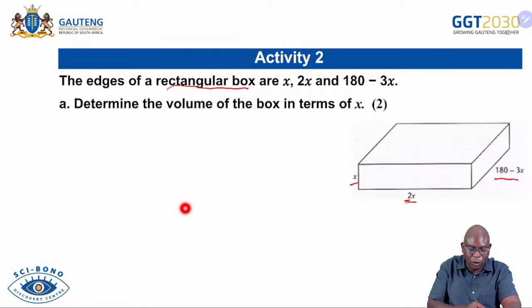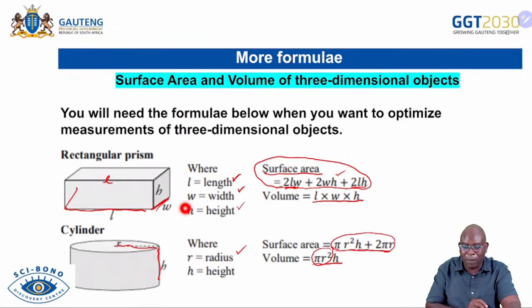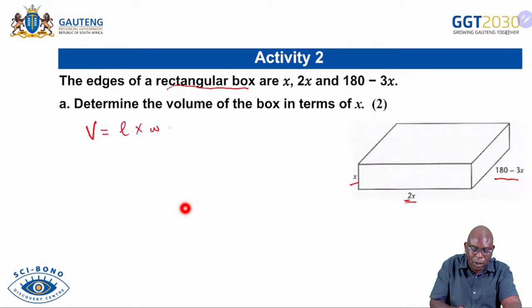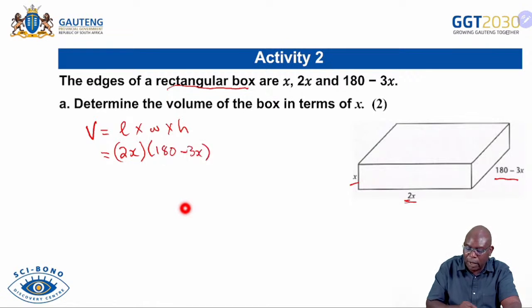So now, if you quickly go back there, what is the volume of a rectangular box? A rectangular prism will be length times width times height. So we go there and check our length times width times height. The volume is going to be length times width times height. We just substitute. What is our length there? It's 2x. What is our width? It's 180 minus 3x. What is our height? It's x.